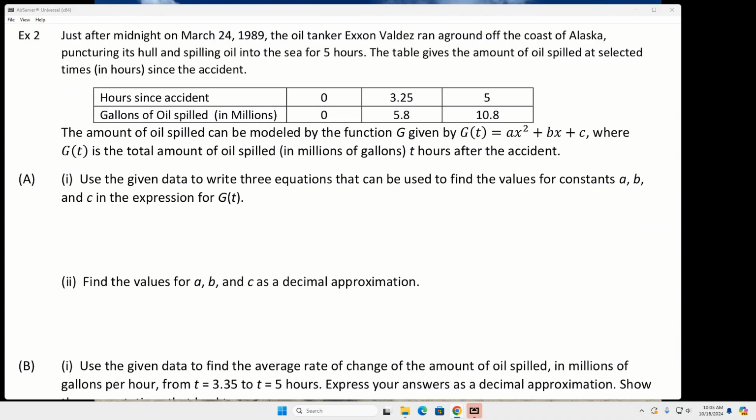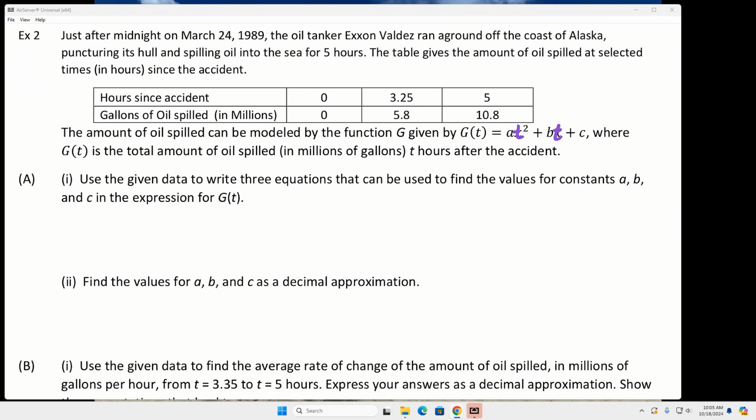All right, so for example 2, I don't know if you guys know this because it happened way before you were born, but just after midnight on March 24th, 1989, the oil tanker Exxon Valdez ran aground on the coast of Alaska, puncturing the hull and spilling oil into the sea for 5 hours. The table gives the amount of oil spilled at selected times in t hours since the accident. The amount of oil can be modeled by the function g, where g is the amount of oil spilled in millions of gallons t hours after the accident.